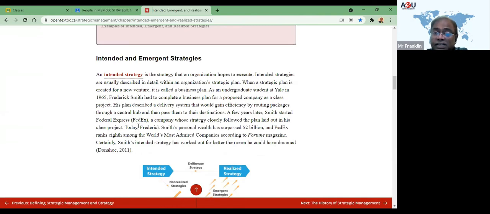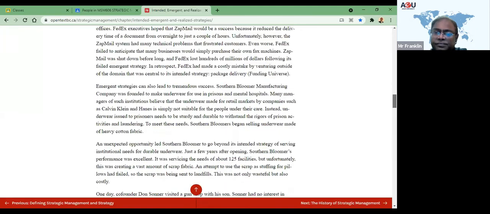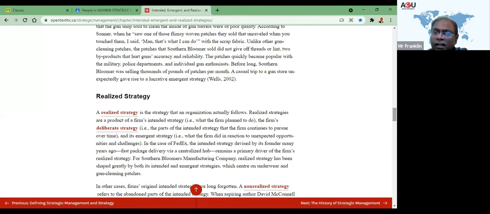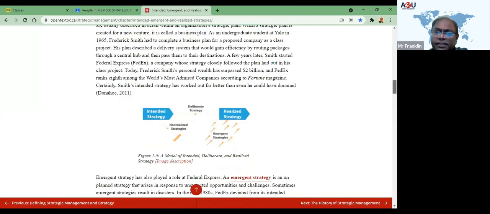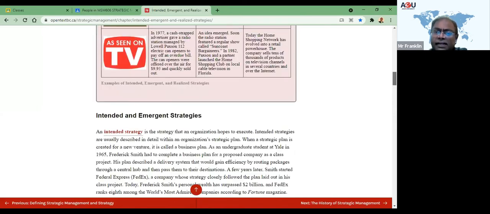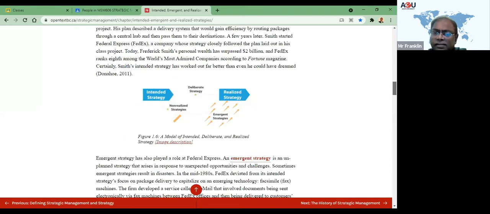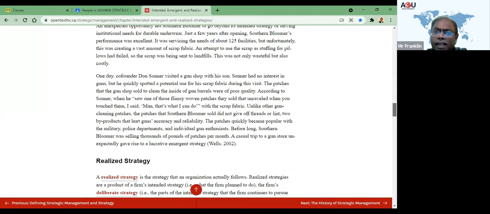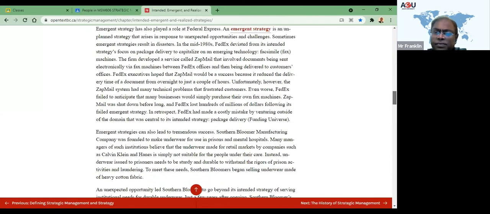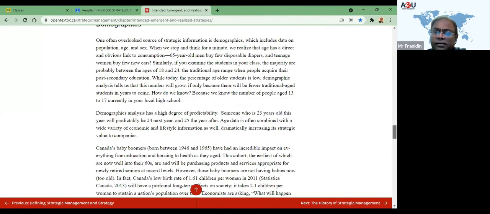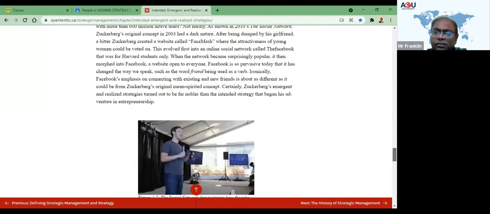All right. So this is basically an intended strategy becoming an emergent strategy. That is the intended strategy. For example, FedEx is an intended strategy. I mean, he intended to start that, and that became an example. Now we are looking at emergent strategies. There are some examples that you can give from here. All right, so this is a good article.